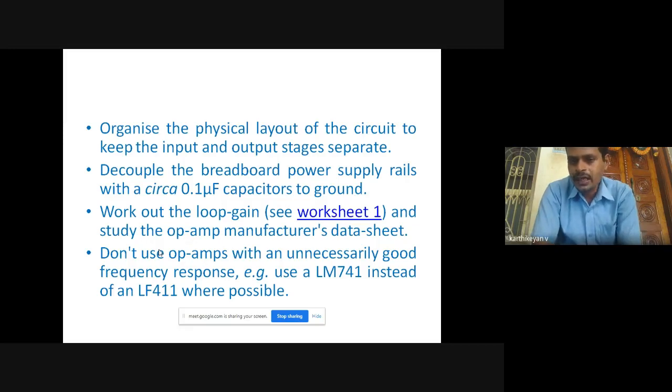Organize the physical layout of the circuit to keep the input and output stages separate. Decouple the board power supply rails with capacitors to the ground. Work out the loop gain based on the manufacturer data sheet. And you should not use an op-amp with an unnecessarily good frequency response.